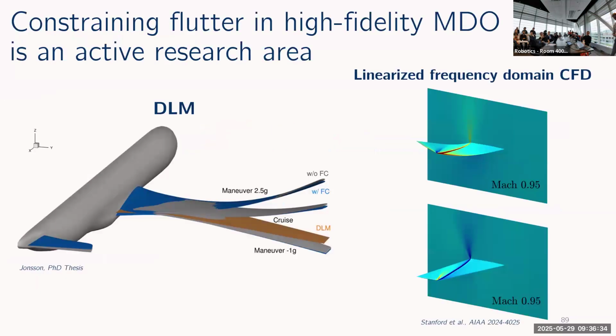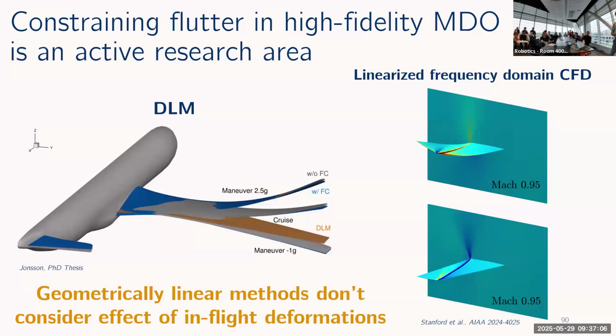Constraining flutter in aerostructural MDO is a pretty active research area. Here on the left, I'm showing an example from one of my lab mates, Erica Johnson, who did this using a traditional DLM panel aerodynamics model. And on the right, I'm showing some results from the team at NASA Langley, who are doing very high fidelity flutter prediction with linearized frequency domain CFD. The problem with these two methods is that they're what I call geometrically linear methods, which means they're computing the flutter stability of the wing based on its undeformed configuration.